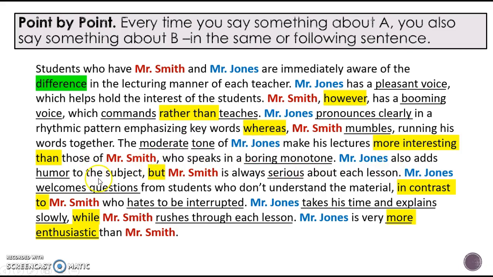Mr. Jones also adds humor to the subject, but Mr. Smith is always serious about each lesson. Mr. Jones welcomes questions from students who don't understand the material, in contrast to Mr. Smith, who hates to be interrupted. Mr. Jones takes his time and explains slowly, while Mr. Smith rushes through each lesson. Mr. Jones is more enthusiastic than Mr. Smith. So what we have is that we're comparing Mr. Smith and Mr. Jones on each point. Each sentence talks about each and how they are similar or different.